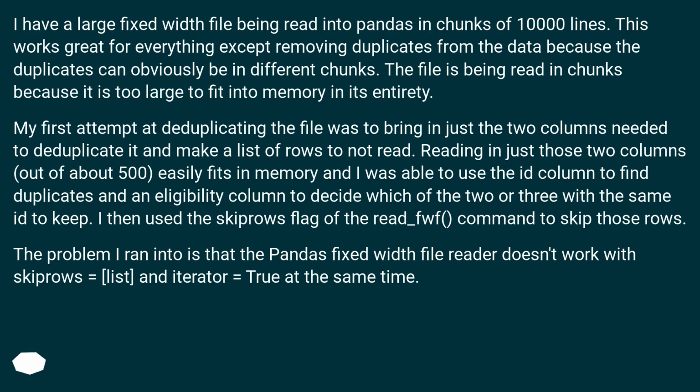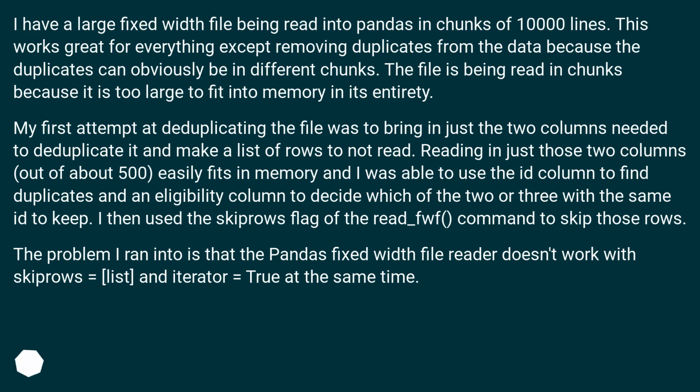My first attempt at deduplicating the file was to bring in just the 2 columns needed to deduplicate it and make a list of rows to not read. Reading in just those 2 columns, out of about 500, easily fits in memory, and I was able to use the ID column to find duplicates and an eligibility column to decide which of the 2 or 3 with the same ID to keep. I then used the skiprows flag of the read_fwf command to skip those rows.